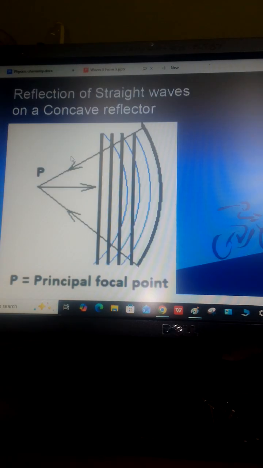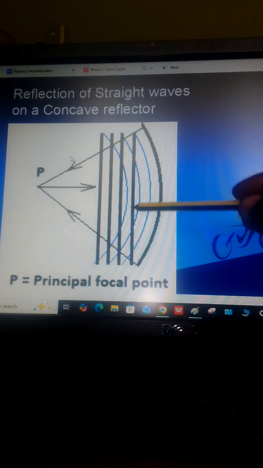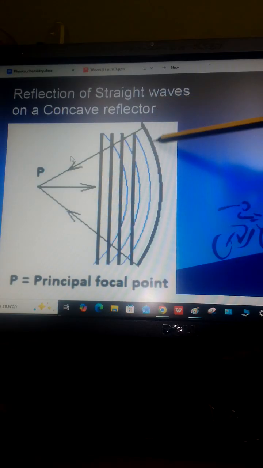Next, let's look at reflection of straight waves on a concave reflector. So these are straight waves which are incident on a concave reflector. This is the concave reflector. So this is what happens.